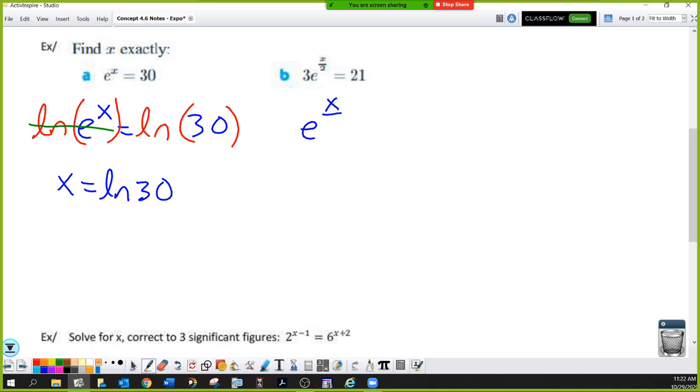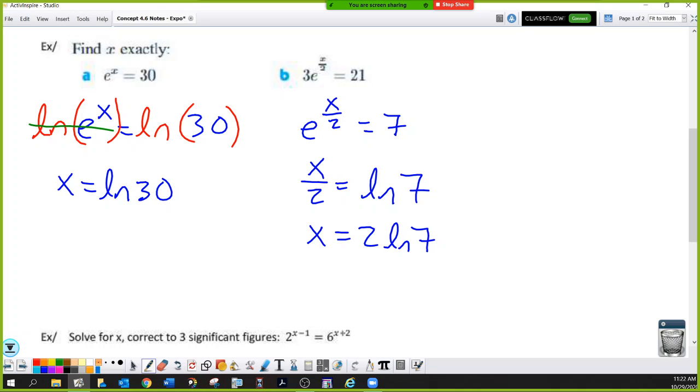So e to the x over 2 is 7. Now, just like we did in part A, at this point, we cancel our exponential base e with ln, with log base e. I'm not going to show that step this time. I'm just going to say that gives me x over 2 equals the ln of 7. And then lastly, multiply both sides by 2. So you get x equals 2 ln 7. But we might as well say that's the same thing as the ln of 49, because we can take this 2 and put it in the exponent position.